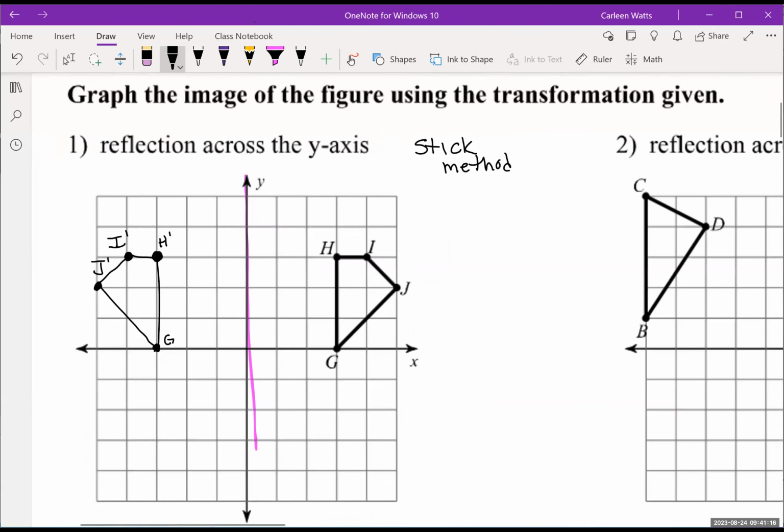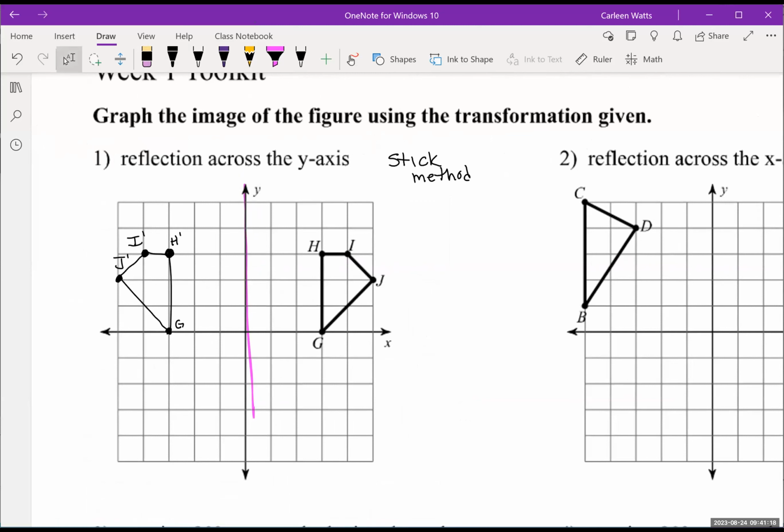Now, it's okay to do it wrong. If you did it ahead of me, and then you watch the video, you might see, hey, you missed one of the points. Yeah, that's easy to do.